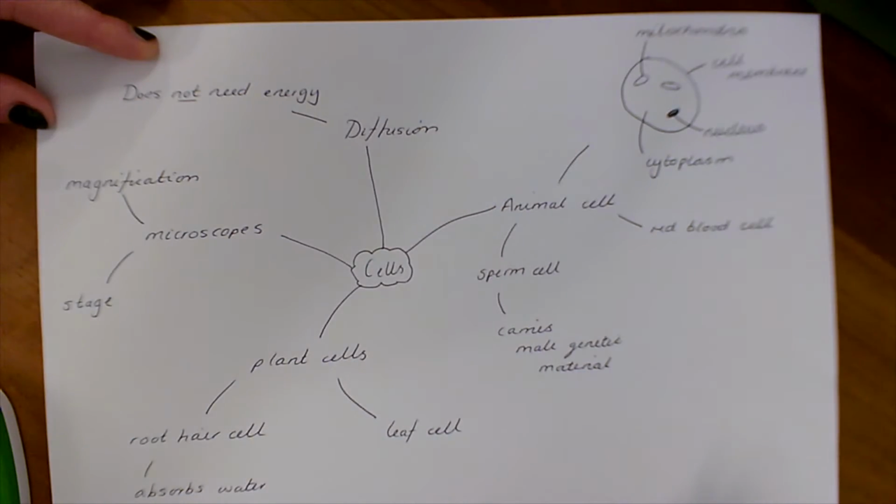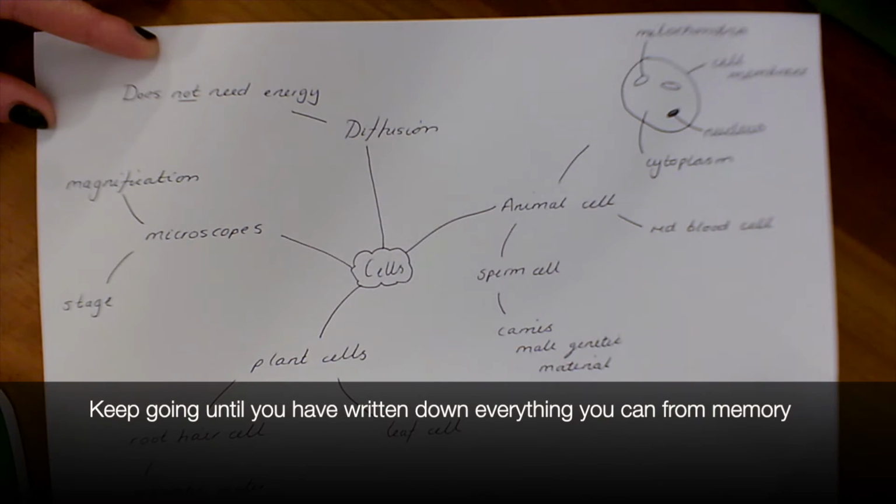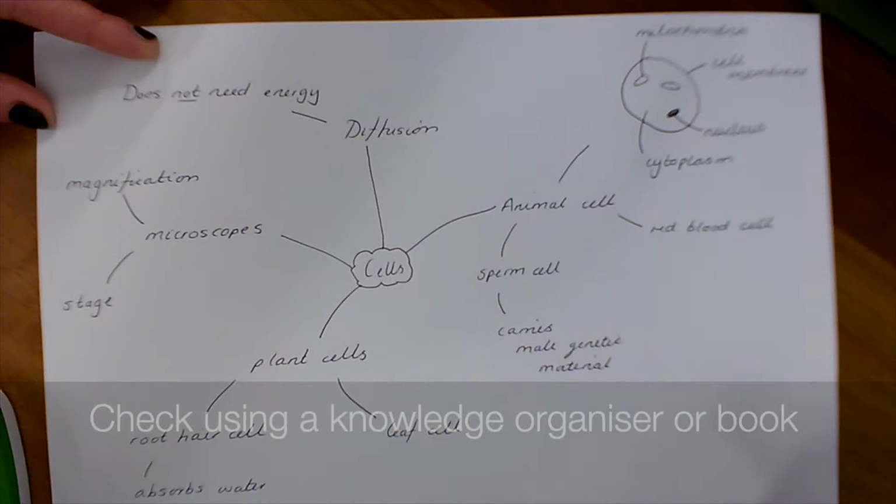The knowledge dump will look different for different subjects. For biology, diagrams are really helpful. In languages, you might be recalling key vocabulary, and in English, you might be writing down quotes. Keep going until you've written down everything you can from memory.